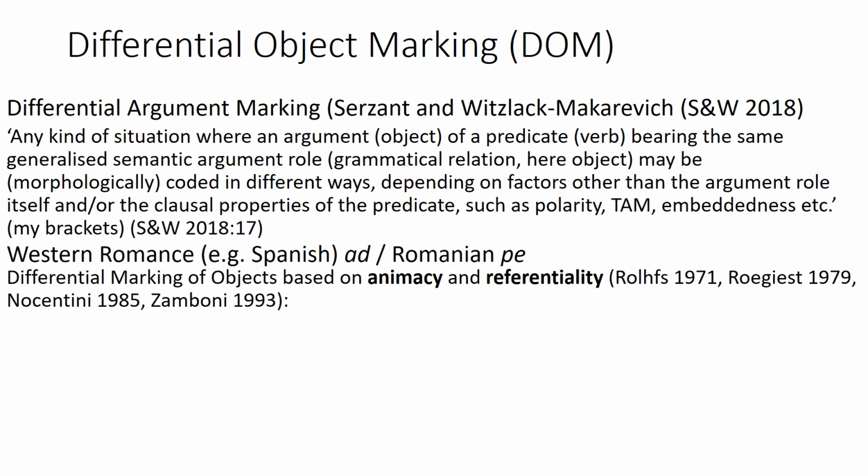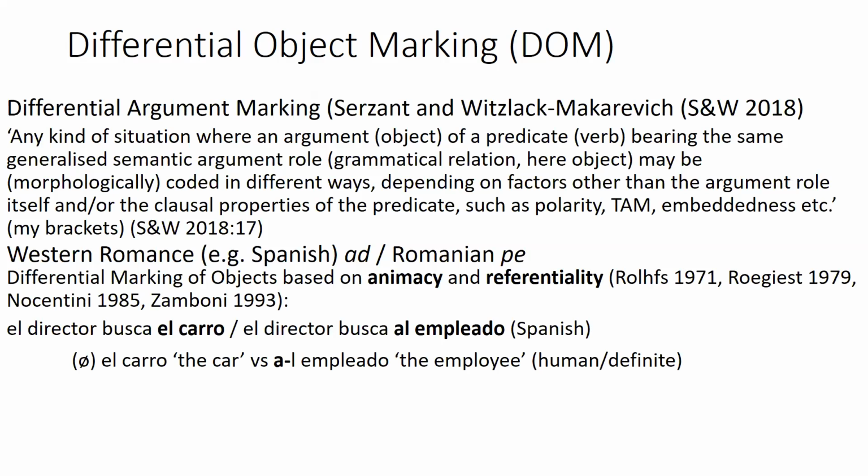So if we look at some examples, it's been noted that differential object marking is based on animacy and referentiality of the object. That's widely noted. So, for example, in Spanish, you can say "el director busca el carro" or "busca al empleado." So the difference is el carro, the car, or al empleado, the employee, which is human and definite, requires this a marking.